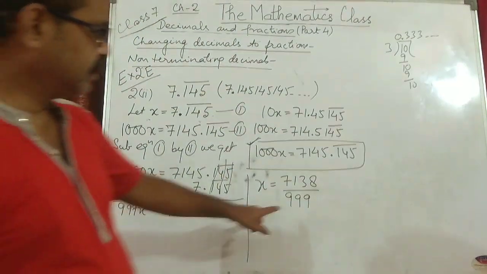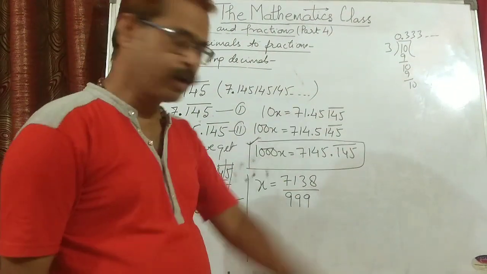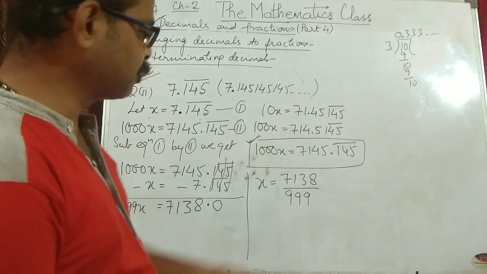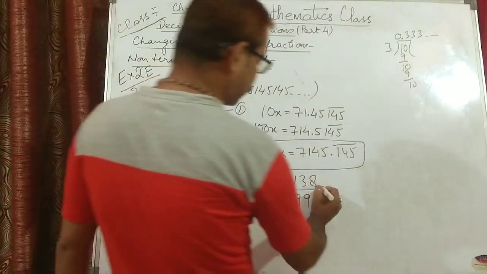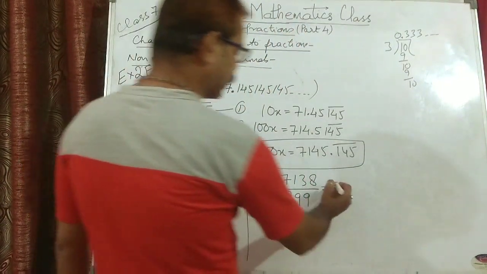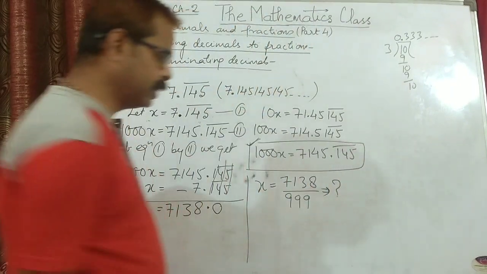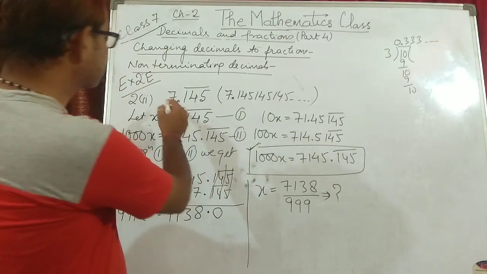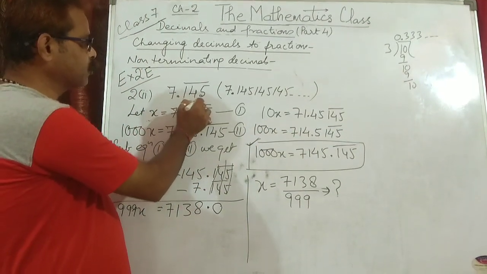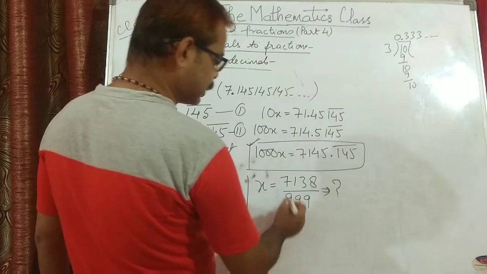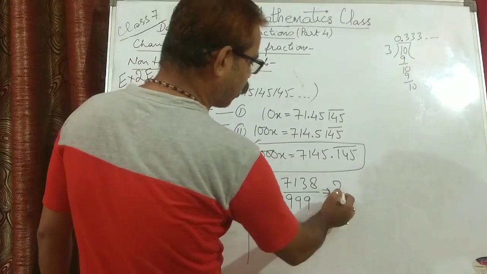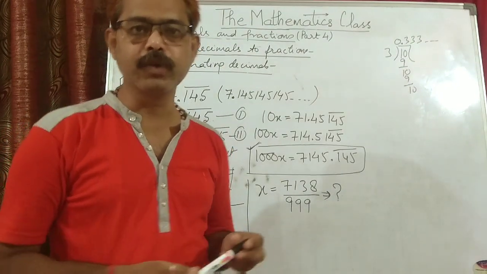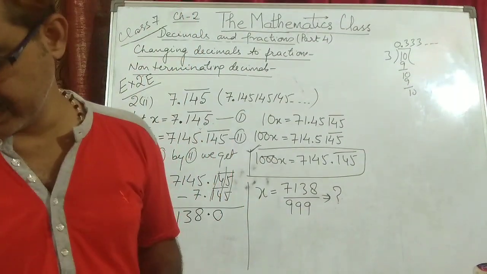And you can see that these are in their lowest form. This cannot be cancelled or they don't have a common factor. But you can convert it into a vulgar fraction by dividing. I am leaving it for you. Now it means 7.145 bar can be written as 7138 upon 999, or later on whatever is the value. So we have done this. Now we move on to the exercise. Let's see what is there in the exercise.